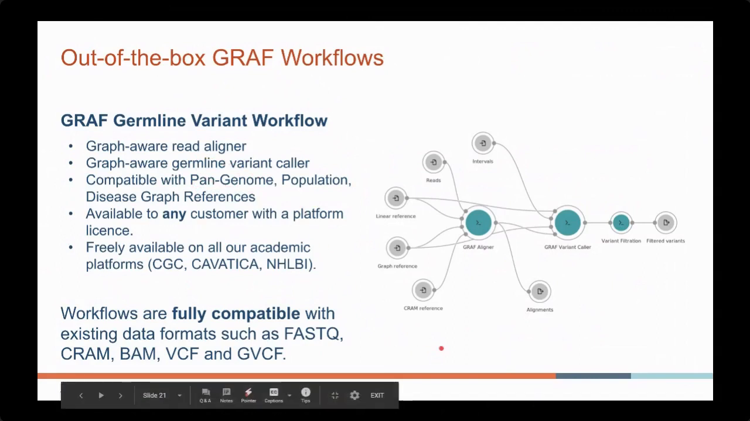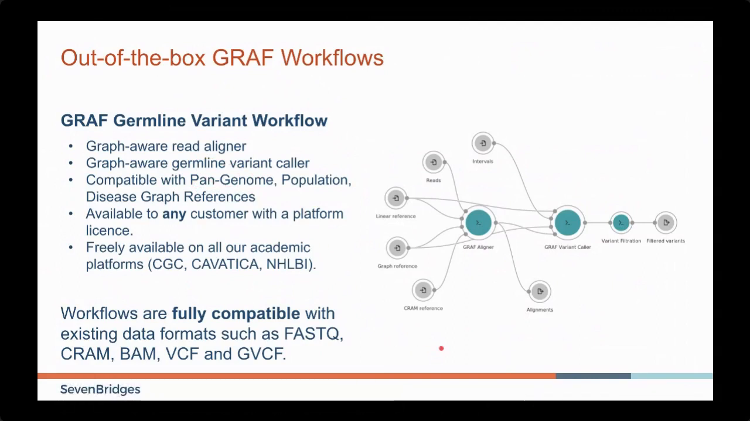And I should also reiterate that our tools are fully compatible with existing data formats. The aligner, for example, takes in raw reads as an input in the form of a FASTQ file or even a CRAM or BAM file. And it produces alignments in BAM or CRAM format, whichever you prefer. The variant caller uses this alignment and produces variant calls in a VCF file or a GVCF file, depending on what you want to do.